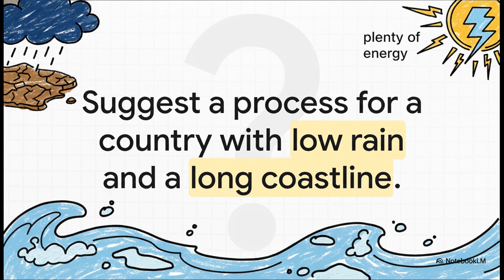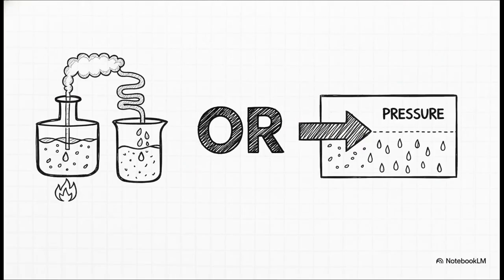Okay, on to the next part. Now we've got a classic scenario-based question. They're giving us a specific situation, a country with not much rain, a huge coastline, and loads of energy. You have to apply what you know. So what process fits these clues? For that 1 easy mark, the examiner would accept either distillation or reverse osmosis.